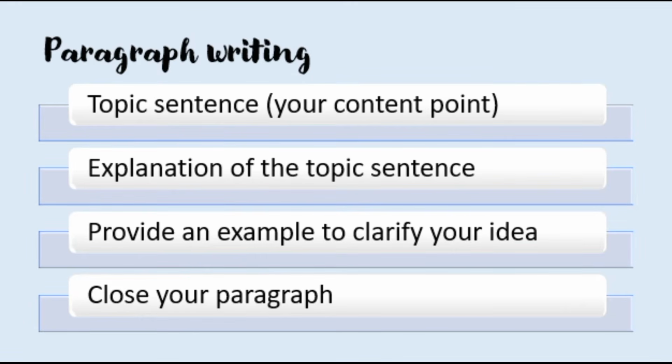Let's now look at paragraph writing. These are guidelines for you to write a good paragraph. These are items that you would need to have in your paragraph to make it nice and clear. So first is for you to write your topic sentence, which is your content point. Your topic sentence should be the very first sentence of your paragraph.